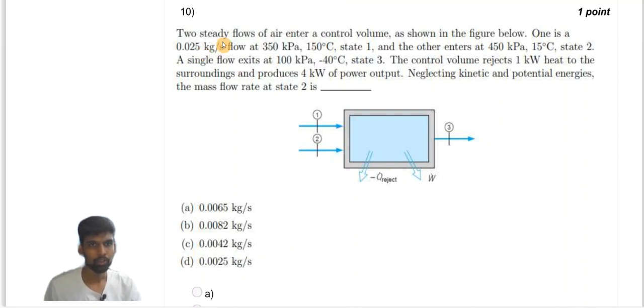Then the final question is two steady flow. This one is also a simple question. Two steady flow of air. So we have two streams, that is m dot 1 here, and it is m dot 2. This is our control volume.